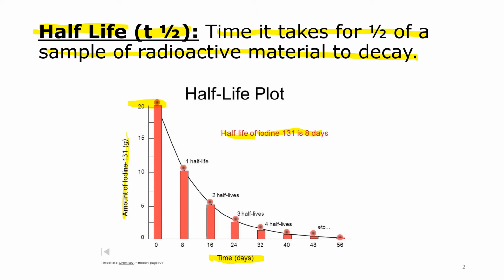So when it decays, I start with 20 grams. When 8 days go by, I now have 10 grams. So one half-life, I have half the quantity I originally started with. Another 8 days go by and I go from 10 grams down to 5 grams. And I could just keep going. Another 8 days go by and I go from 5 to 2.5 grams, etc. Till eventually it's going to be gone.